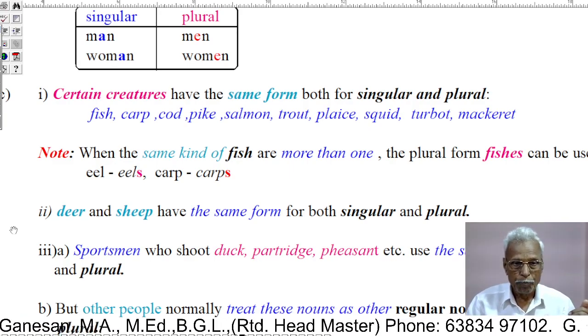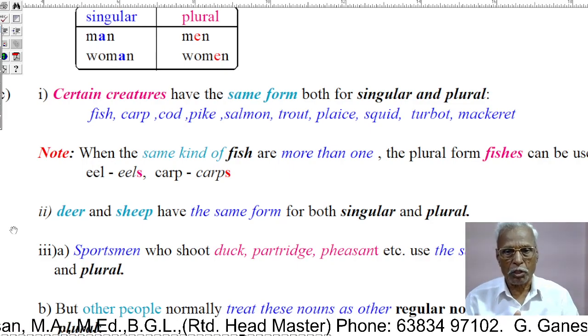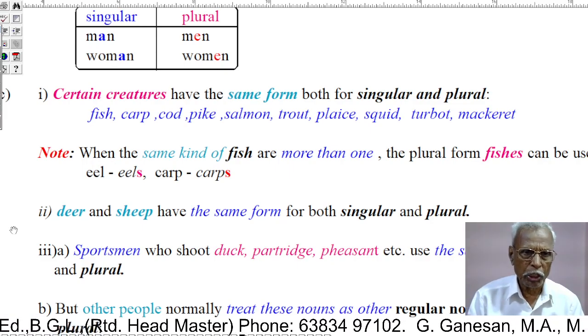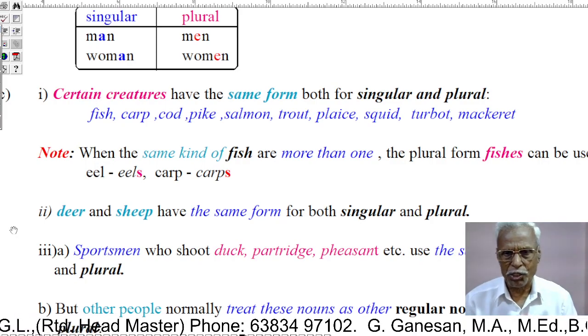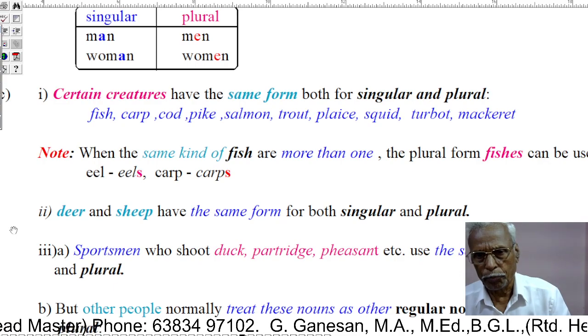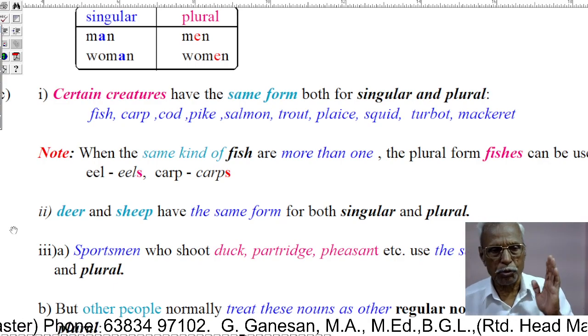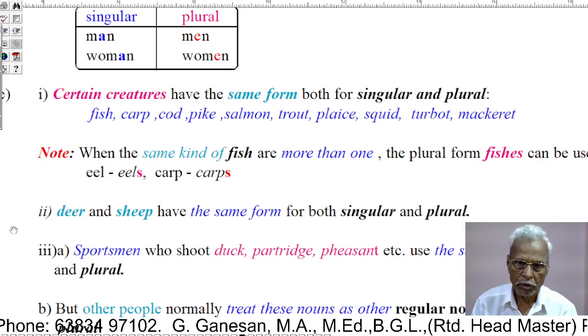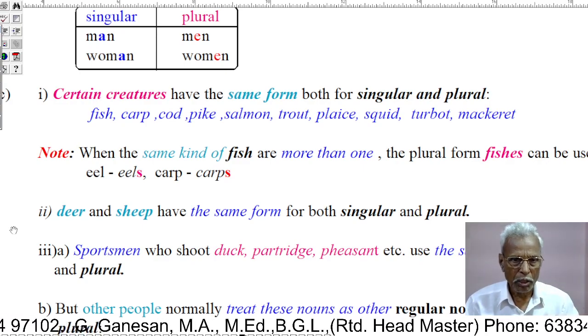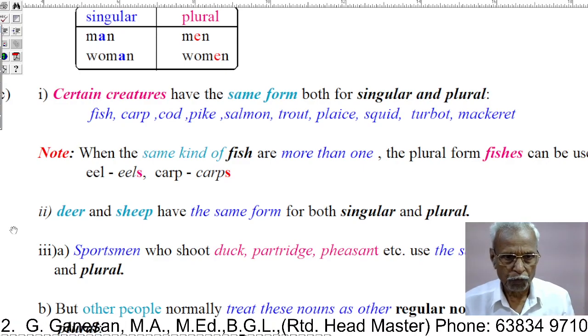But when the same kind of fish are more than one, or particular kinds of fish are more than one, they can be treated as singular and plural. The plural form can be used. For example, eel, a kind of fish, eels. Carp, a kind of fish, carps.